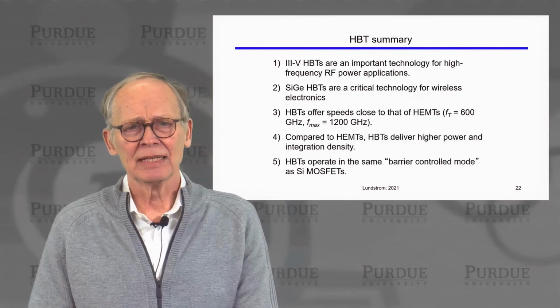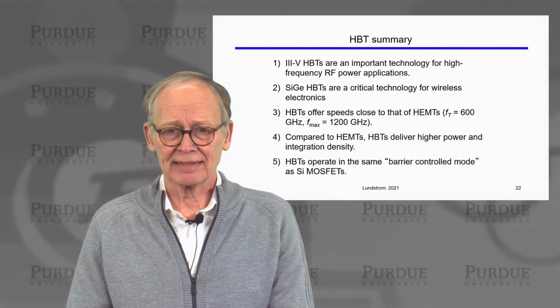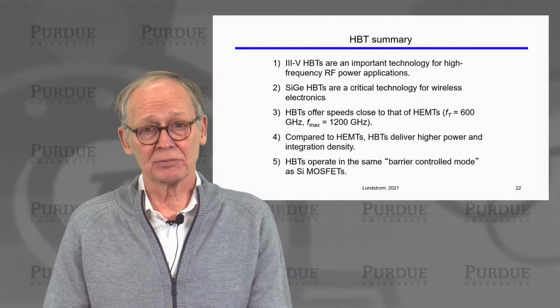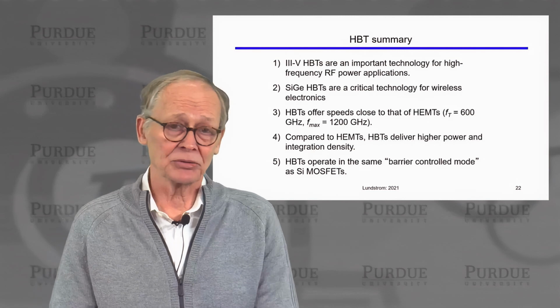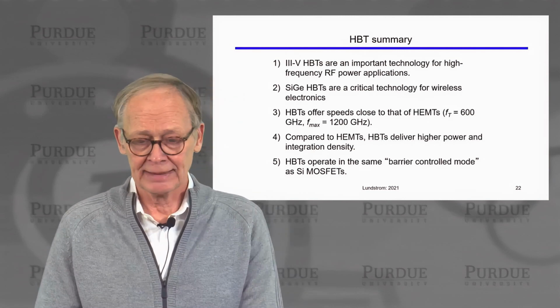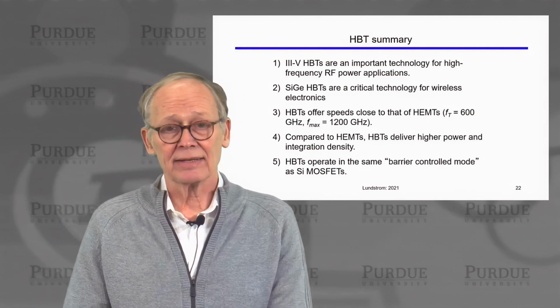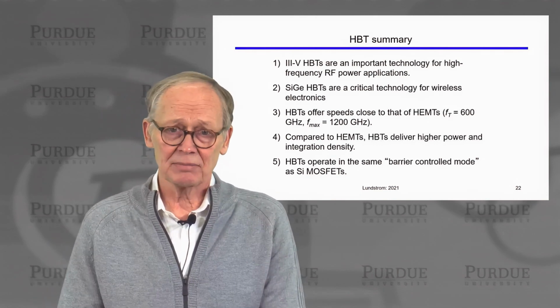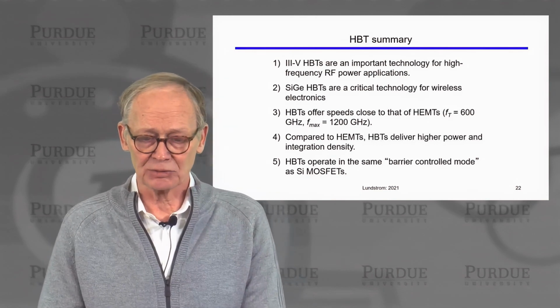HBTs and HEMTs can offer similar speeds. As I said, the HBT has much higher transconductance, but the HEMT can have much lower capacitance, and both of them are important for high speed. Compared to HEMTs, HBTs will deliver higher power and perhaps higher integration densities as well.